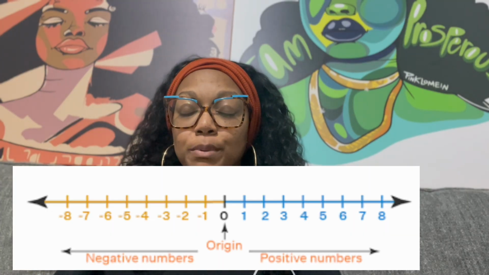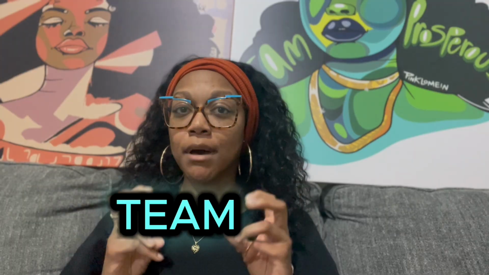So then once you put the numbers under the negatives and positives, you have the students ask themselves, who had more? Were there more negatives or more positives? And whichever team had more, that's going to be the answer. So if it was more negatives, my answer is going to be negative. If I had more positives, my answer is going to be positive.